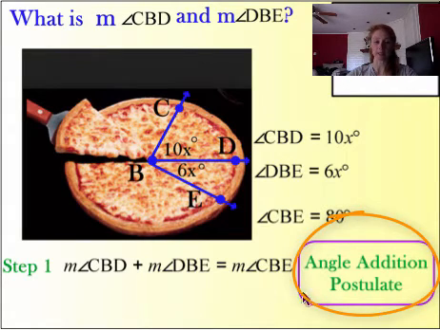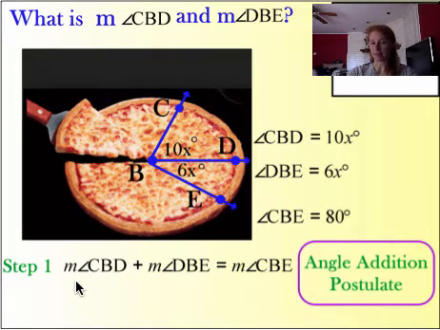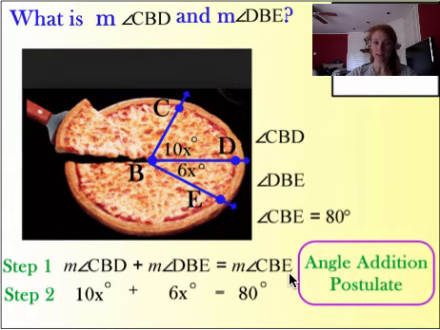Now our first step is to find a relationship between all of the angles. We've already said that the measure of angle CBD plus the measure of angle DBE equals the larger angle measure of CBE. This is always your first step. The next step, we can plug in the expressions, with variable x, for the measure of each angle. We know that this is 10x, this is 6x, and the entire angle CBE is 80 degrees. So now let's solve for x.